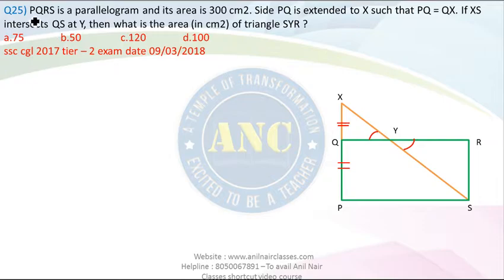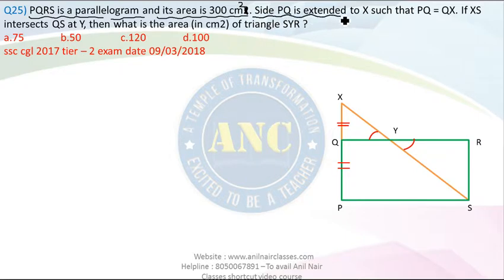Your question says PQRS is a parallelogram. Yes, it is given in this question, on the right side of the screen in the diagram, the green color box. PQRS is a parallelogram, that is clear, and its area is 300 centimeters square. Area of the parallelogram PQRS is nothing but 300 centimeters square, that is clear.